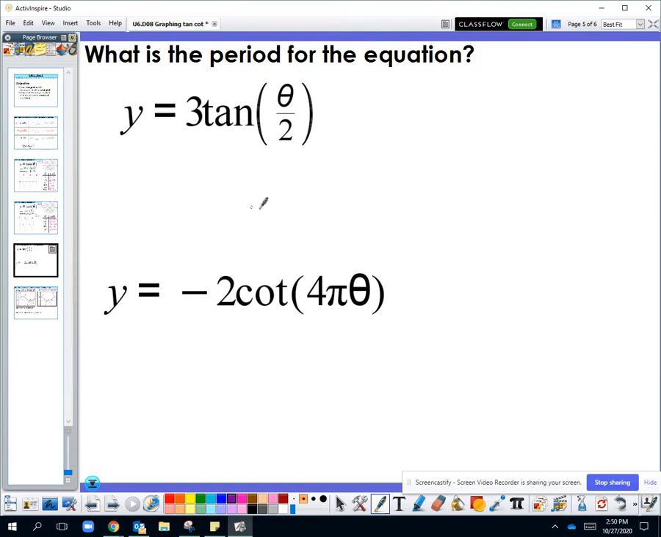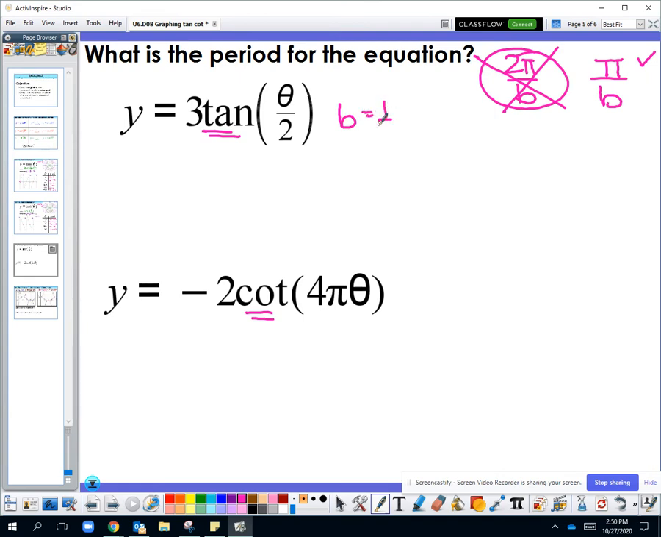Two quick check-in problems. What are the periods for these particular equations? With tangent and cotangent, the formula is not 2 pi divided by b. That is for sine, cosine, and its reciprocals. Instead, it is pi over b. That's my check. So here, the b value is 1/2.